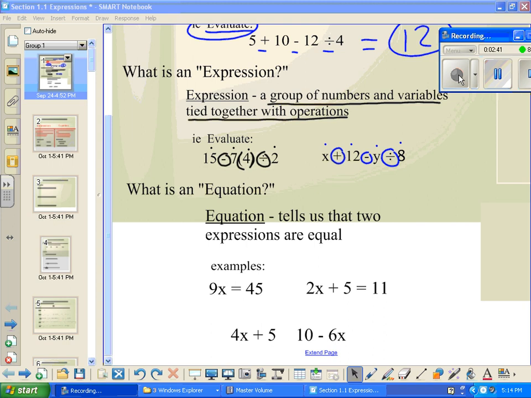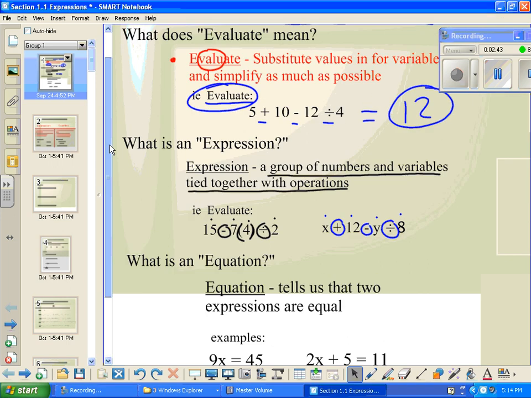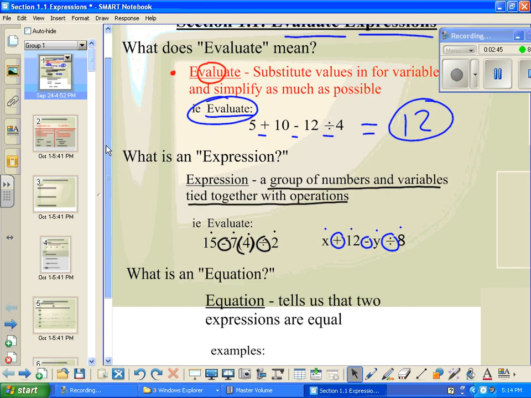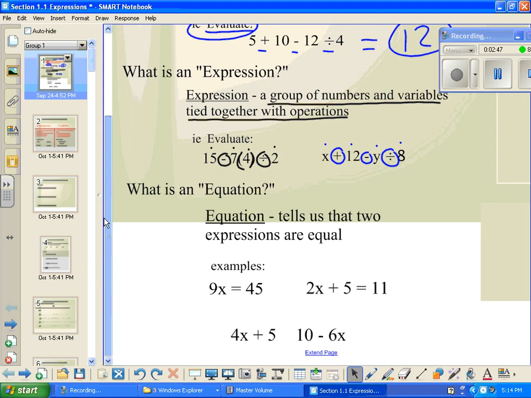And one more keyword I want to throw in on this page. We talked about what evaluate means here at the top. We talked about what expressions are here in the middle. Also, I want you to know what an equation is. That will also be important as we go on in algebra and the rest of your math career. What is an equation and how is it different? Well, an equation tells us that two expressions are equal.